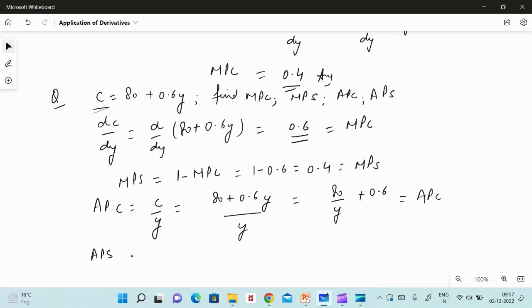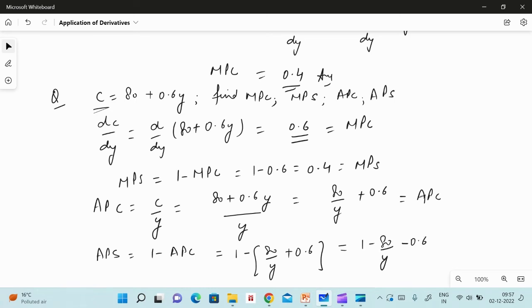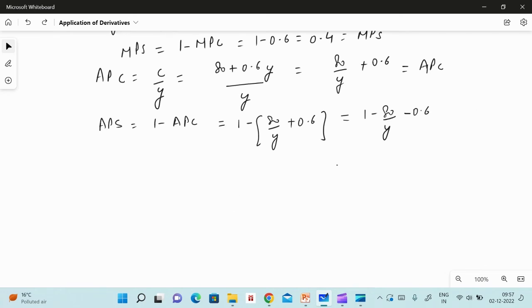And moving toward average propensity to save, again the same formula, 1 minus APC, and this is equal to 1 minus (80 by Y plus 0.6), right? If I open the bracket, what I will get is 1 minus 80 by Y minus 0.6, or if I further solve it, I will get 0.4 minus 80 divided by Y. So this is my average propensity to save.